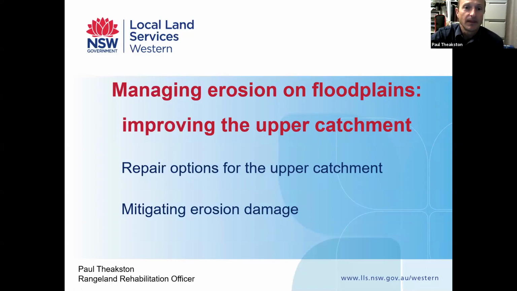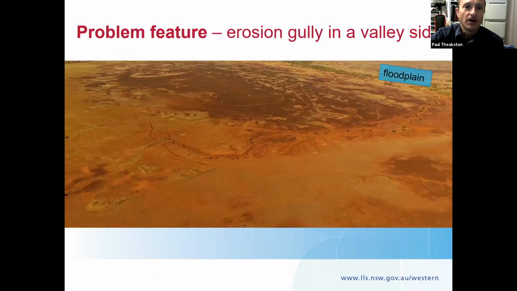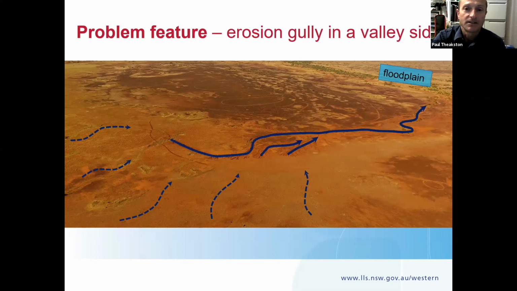So, erosion gully in a valley side. In that photo there, you can see the main floodplain in that area. And you can see that valley side coming in nice and slow until it hits that erosion gully and it's gone. So like Hugh was saying, they're just downpiped straight into the floodplain. So how do we sort of approach that?